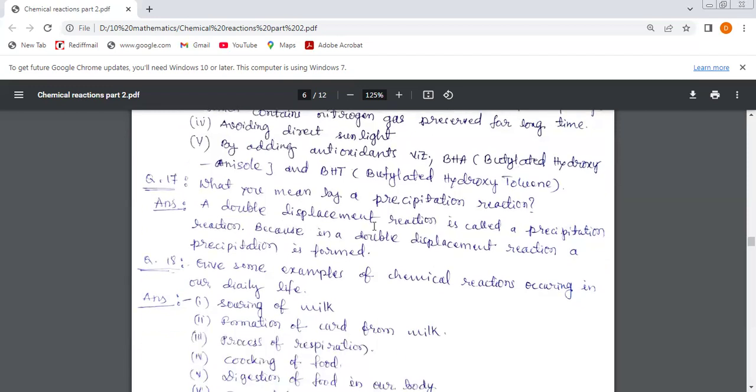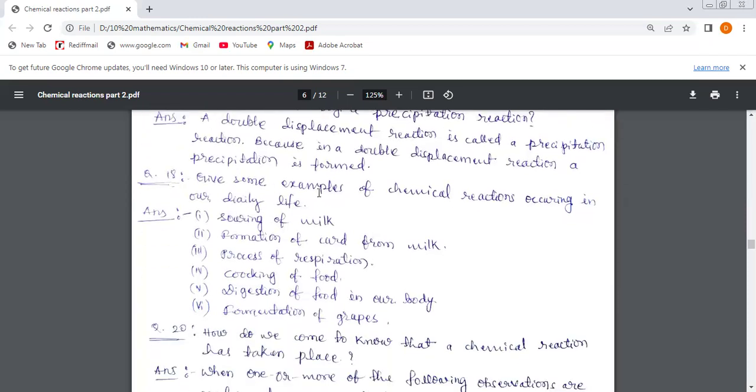Next question is, what do you mean by a precipitation reaction? A double displacement reaction is called a precipitation reaction because in a double displacement reaction, a precipitate is formed. Precipitation is something like a suspension in semi-liquid form. Something will be floating inside that chemical. When that kind of state is reached by the two chemicals, we say that a precipitate is formed.